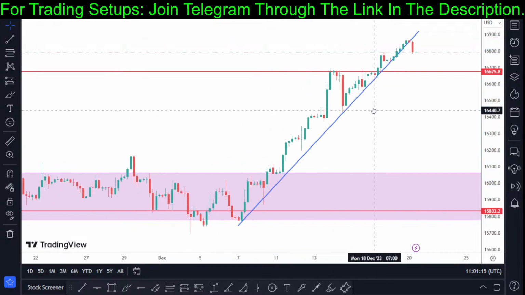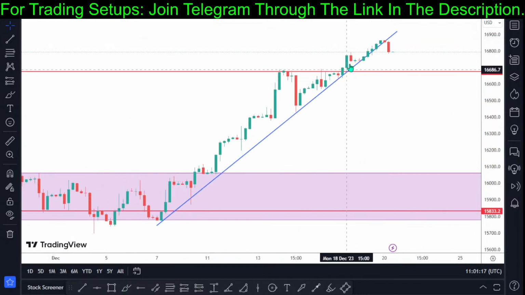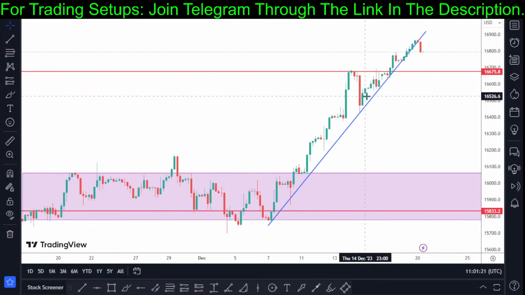Although this is an uptrend, I don't support the idea of jumping in right here. I can't see any strong reason to jump in. I can't see a nice technical pattern.